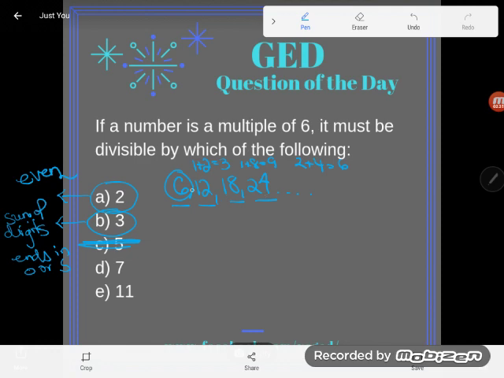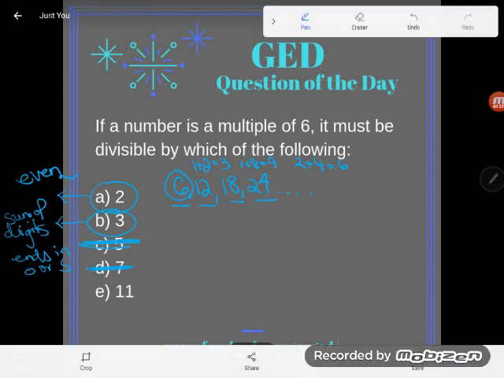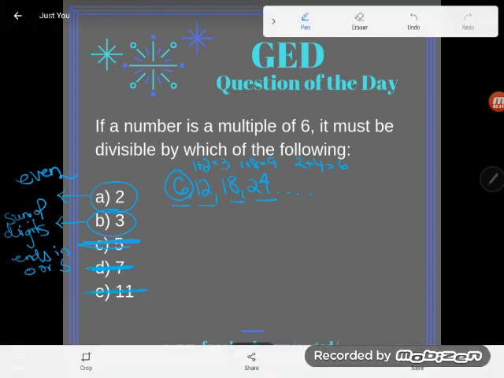Same thing with 7. I'm looking at these multiples of 6. None of them are on the 7 times tables. And same thing with 11. I'm looking at these multiples of 6. None of them are on the 11 times tables. Now I have to say, I didn't need to do all of this work in order to figure this out. I knew right from the start that anything on the 6 times tables is divisible by 2 and 3.